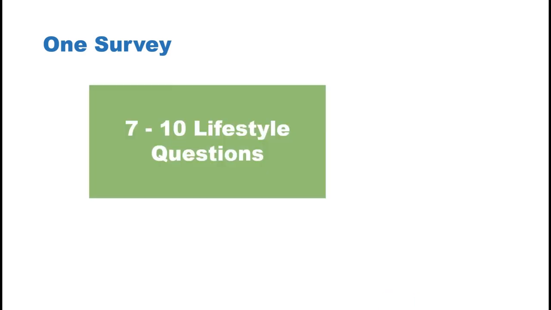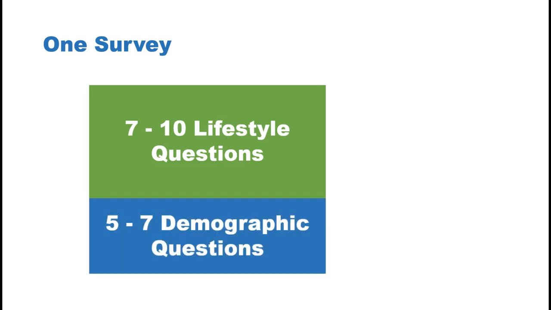So the questions should appear as one survey. The first set will be the 7 to 10 lifestyle questions, as we discussed earlier, and then they will be followed by 5 to 7 demographic questions. You'll want to make sure those questions appear this way: the 7 to 10 lifestyle questions first, followed by the demographic questions. I'll explain that in a moment. And so again, the 7 to 10 lifestyle questions help you uncover consumer behavior, particularly as they can inform you around the 4 Ps: product, price, place, and promotion.